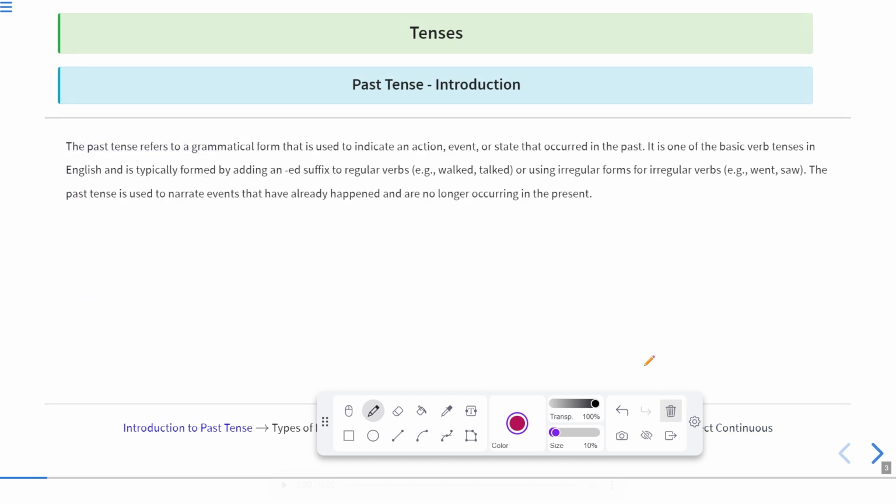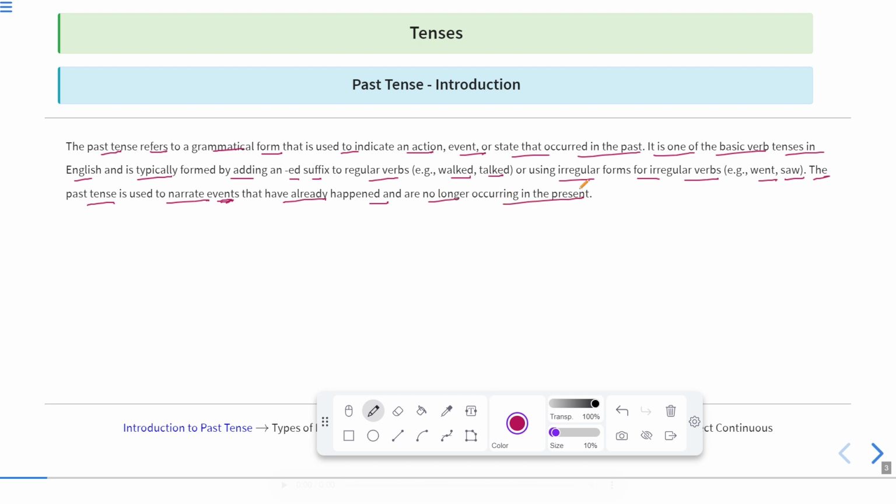First of all, we'll see the introduction of past tense. The past tense refers to the grammatical form that is used to indicate an action, event, or state that occurred in the past. It is one of the basic verb tenses in English and is typically formed by adding an ed suffix to regular verbs, for example, walked, talked, etc., or using irregular forms for irregular verbs, for example, went, saw, etc. The past tense is used to narrate events that have already happened and are no longer occurring in the present.